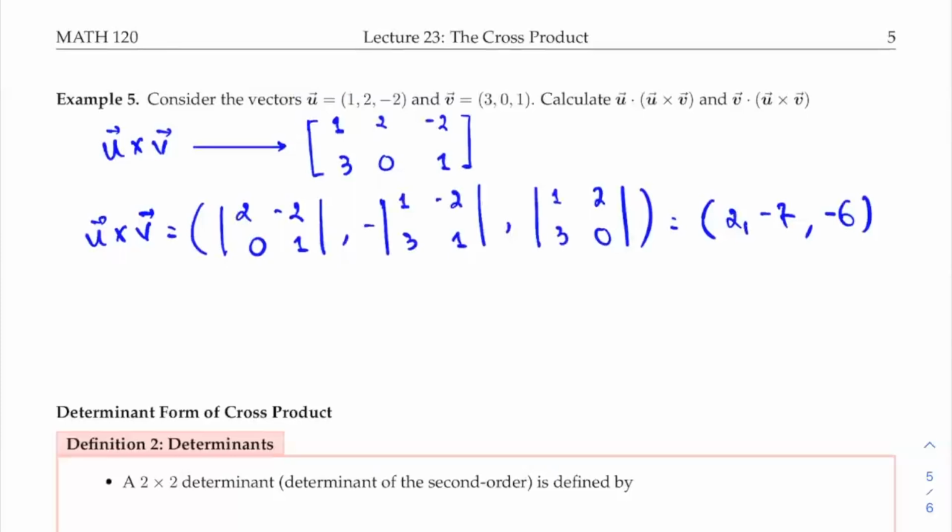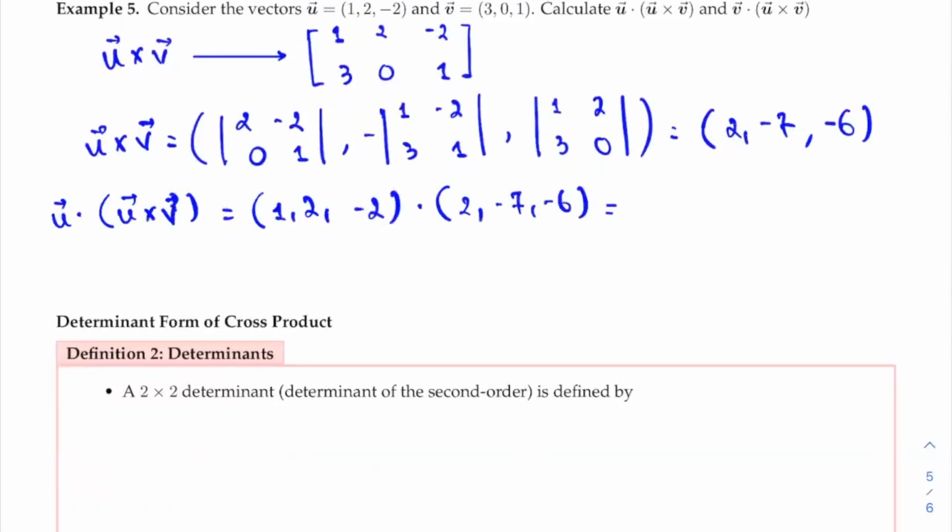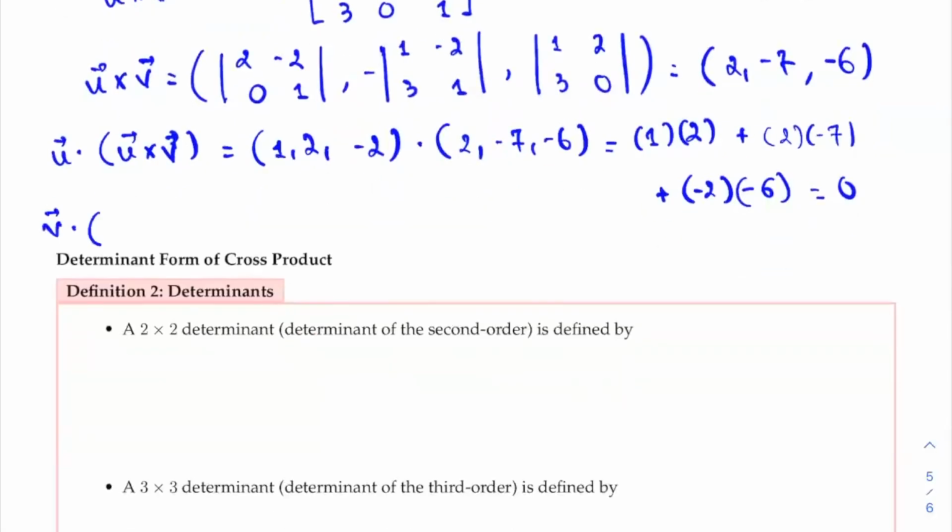Now, after doing the cross product, you will form the dot product u dot with u crosses with v. That is, you do 1, 2, -2 dot with the vector 2, -7, -6. So this gives you 1 times 2 plus 2 times -7 plus -2 times -6, and this has to be equal to 0. All right, and you can perform the same calculation for v dotted with u crosses with v. You have 3, 0, 1 dot with 2, -7, -6, and this has to be equal to 0 as well when you perform the dot product.